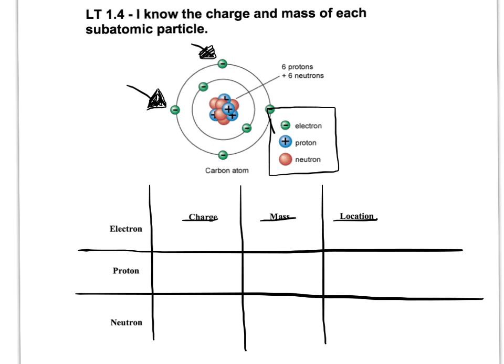these. The charge of an electron, as you can see from the inside of the green circle, is negative. So I'm going to put a little negative sign there. I'm going to fill out this chart. The mass of an electron is so tiny that we say it has 0 AMU.